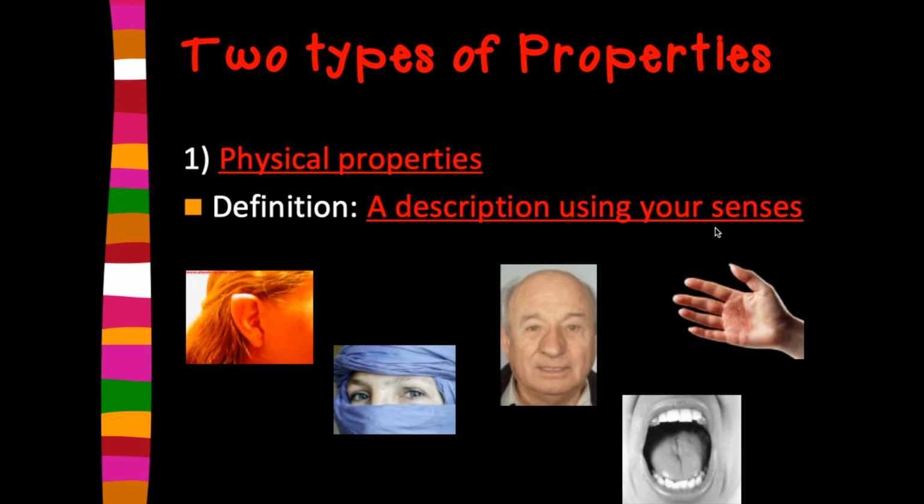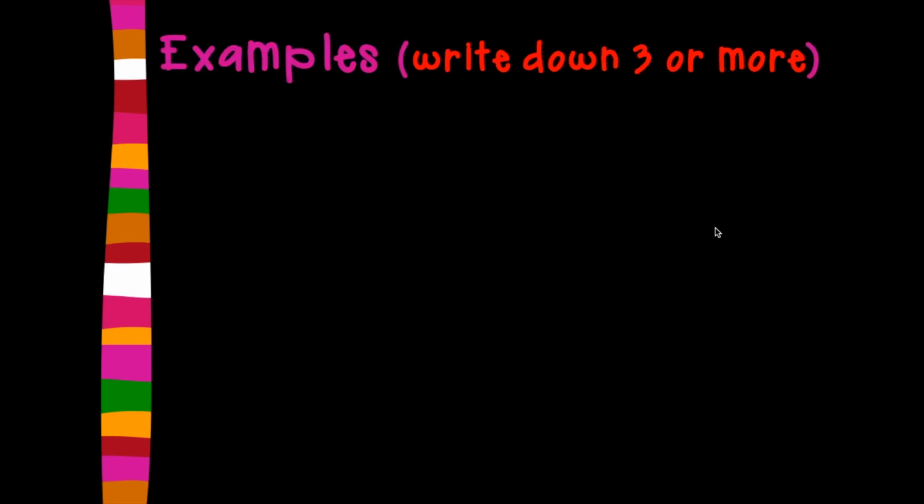So those kinds of things are physical properties. They are definitely important when we do labs and you're trying to describe what you're seeing and write that down in your data table. So a physical property, something that you can get by just using your senses, are good things. So some examples, write down at least 3 of these.